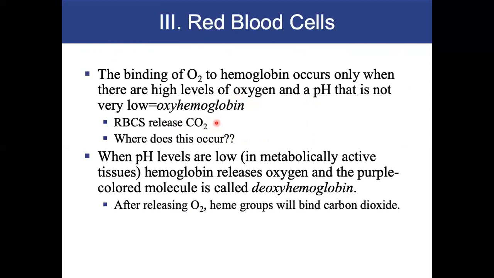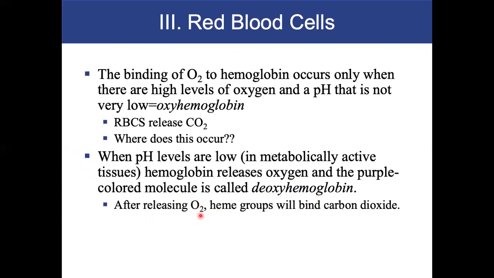Now you may say, okay, well, I already knew that. Yes, you did, but now you have another level to that, right? When pH levels are low, as in metabolically active tissues, hemoglobin releases oxygen, and the purple colored molecule is called deoxyhemoglobin. After releasing oxygen, the heme groups will bind CO2.